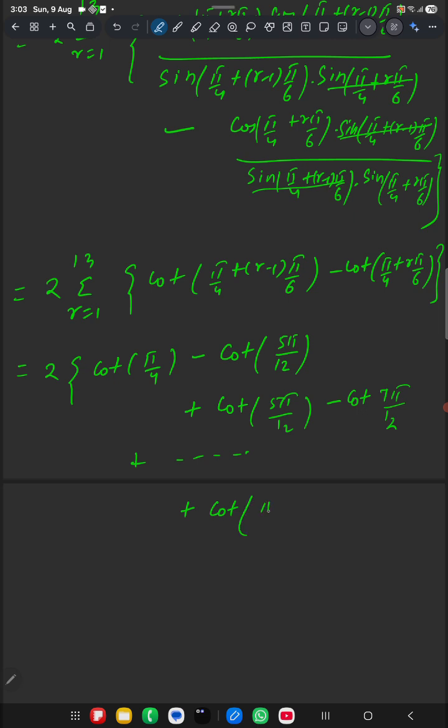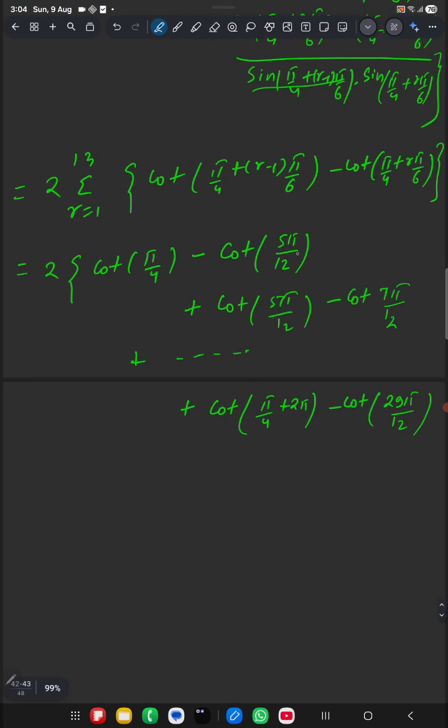pi by 4 plus 13 minus 1 is 12, so 2 pi, and minus cot pi by 4 plus 13 pi by 6, means 4 3 times and 6 2 times, 13 26, plus 3, 29 pi by 12 you will get here. So in this way you will see that these terms are getting cancelled. This will be also cancelled by the previous term.